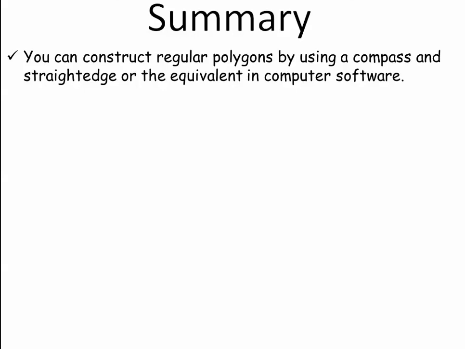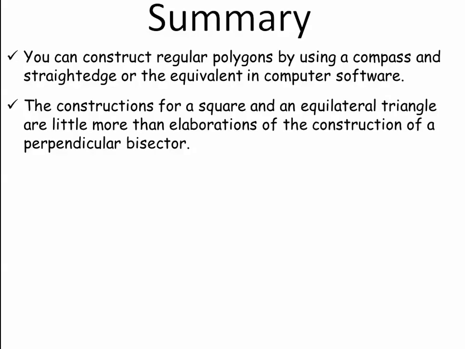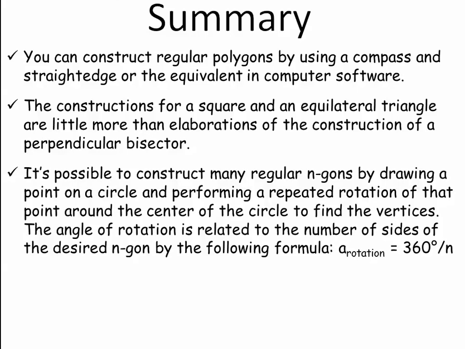Okay, just to summarize this lesson, you can construct regular polygons by using a compass and straight edge, or you can actually create them using computer software. The constructions for a square and an equilateral triangle are little more than elaborations of the construction of a perpendicular bisector. And it's possible to construct many regular n-gons by drawing a point on a circle and performing a repeated rotation of that point around the center of the circle to find the vertices. And that's what we just saw with the hexagon construction.